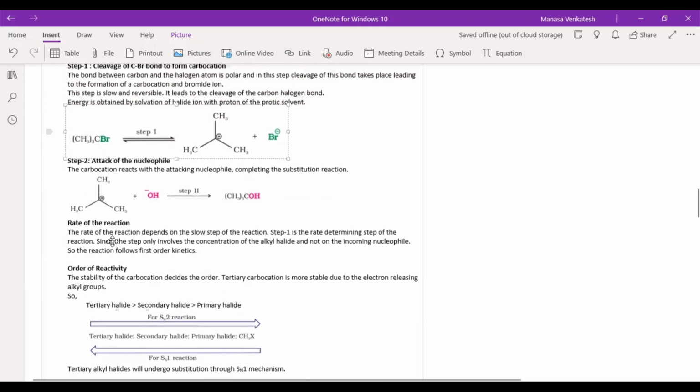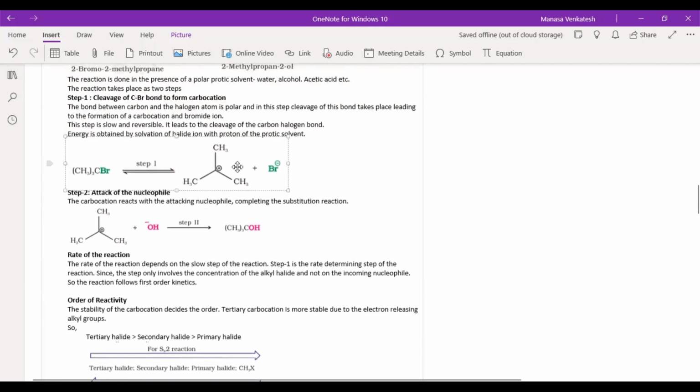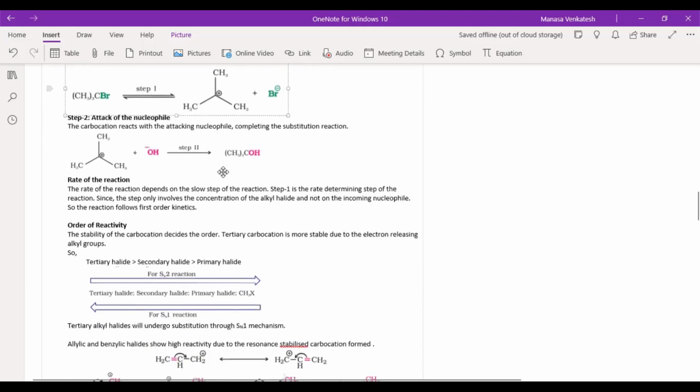And the order of reactivity is based on the stability of the carbocation. The more the number of alkyl groups, so in this case with 3 alkyl groups, the carbocation is obviously going to be more stable because of the electron releasing nature of the alkyl groups. This, however, is not the case here. So if it's only 2 CH3 groups, then it will be less stable. And if you just have one, it's going to be all the more less stable. So because of that, the reactivity in the case of SN1 is going to be tertiary more reactive than secondary, which is more reactive than primary.